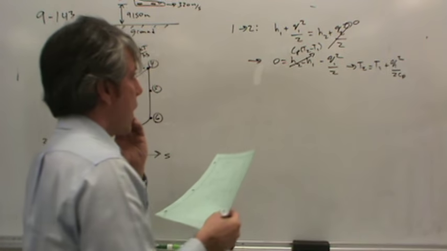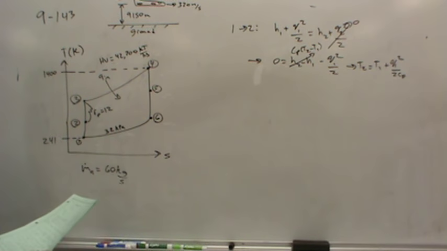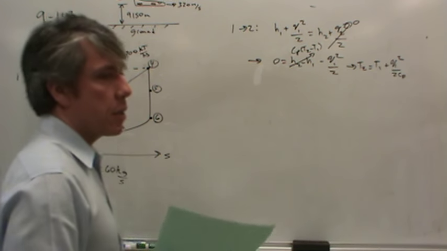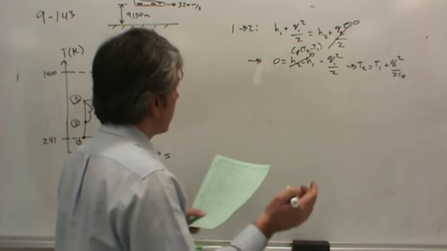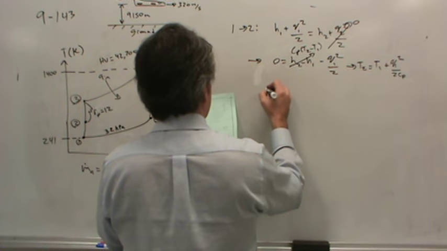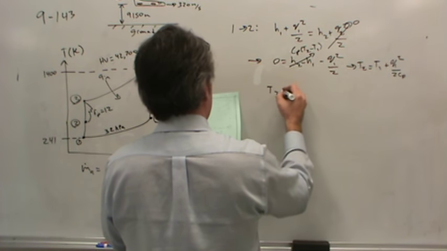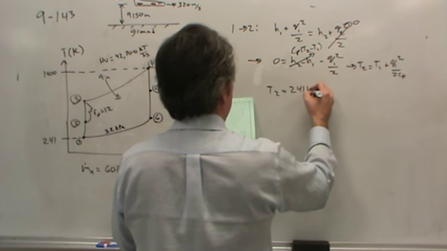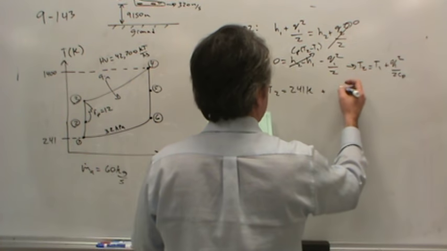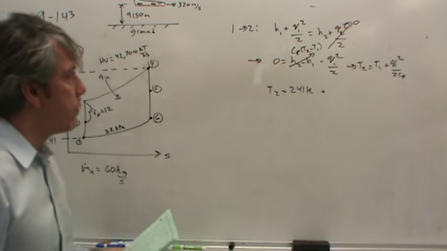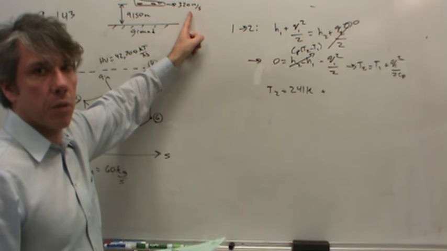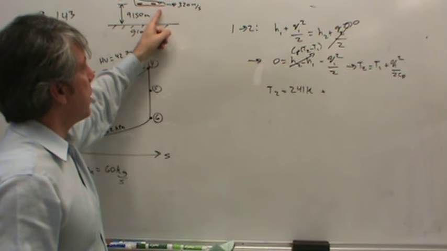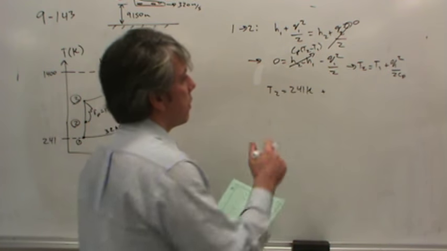Okay. So now we can calculate the temperature in state 2. This is good because getting the temperature in state 2 basically solves state 2. So let's do that. The temperature in state 2 is 241 Kelvin plus, now what is V1? Well, V1 is the velocity of the air coming into the engine. How fast is air coming in? Well, at 320 meters per second, because that's the speed at which the aircraft is moving through the air.